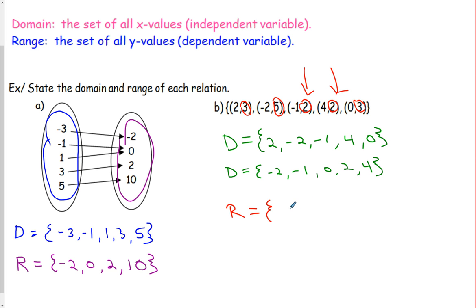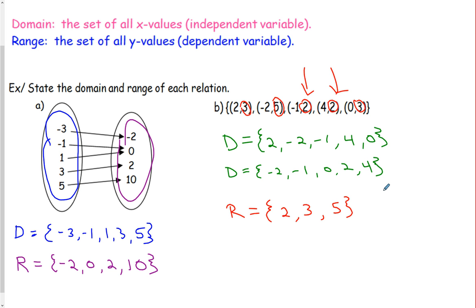So I'm actually going to write these in order. I'll just write 2, and then 3. Oh, 3 is listed twice as well, isn't it? 2, and then 3, and then 5. And close my curly brackets. That's it. That's my range. Even though some of them appear multiple times, we don't write them again because we're just writing the possible y values that you could have.